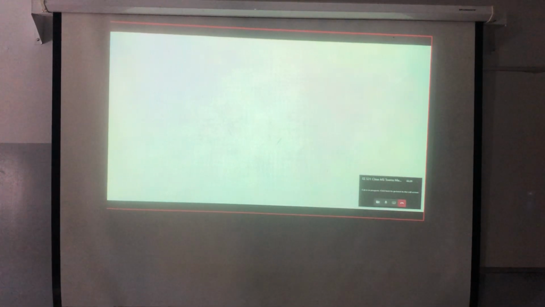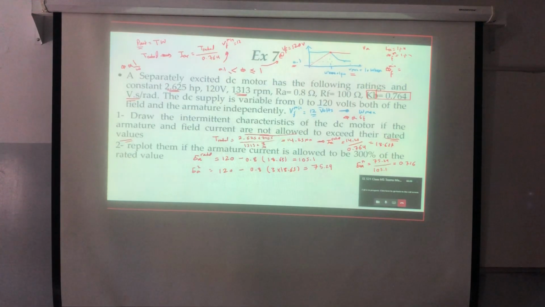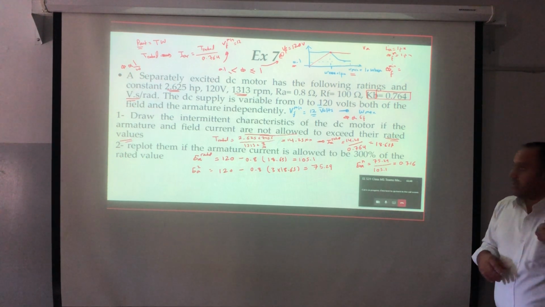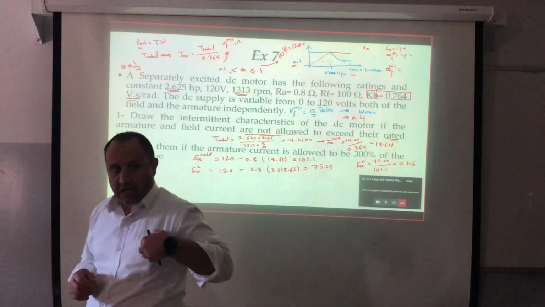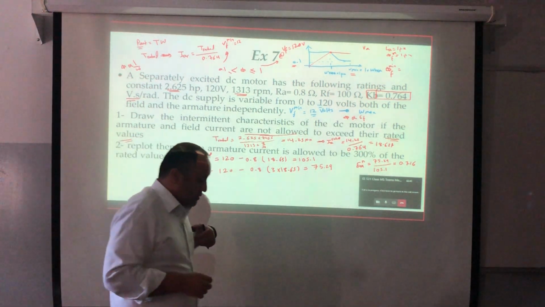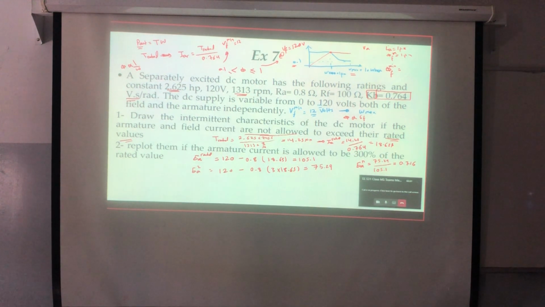Solve an example related to the maximum torque ability, or the wide speed control, which means that we can control the speed below the rated speed and above the base speed, according to the maximum current allowed in the machine. So today I will discuss with you the mode of operation for the machine.